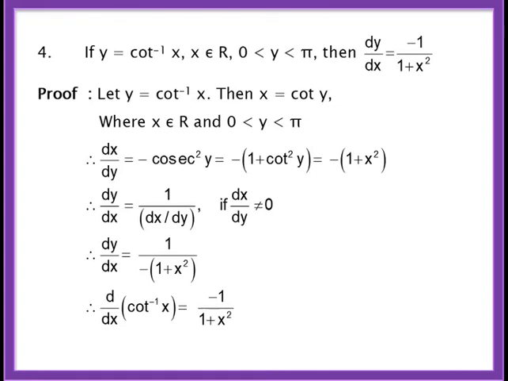Next, if y is cot inverse x, then what is the derivative? Minus 1 upon 1 plus x square. If y is cot inverse x, then what is x? X is nothing but cot y. Differentiating with respect to y, so dx/dy is minus cosec square y. Cosec square y can be replaced by 1 plus cot square y. As cot y is x, this is minus in bracket 1 plus x square. So dy/dx is 1 upon dx/dy, that is 1 upon minus in bracket 1 plus x square. So finally, the derivative of cot inverse x is minus 1 upon 1 plus x square.